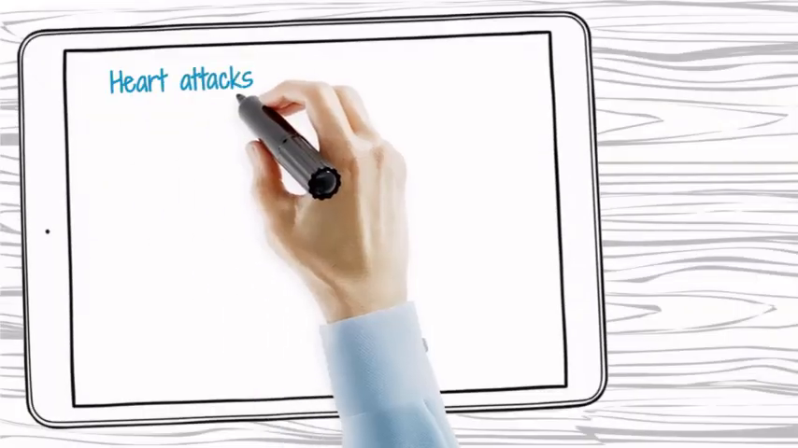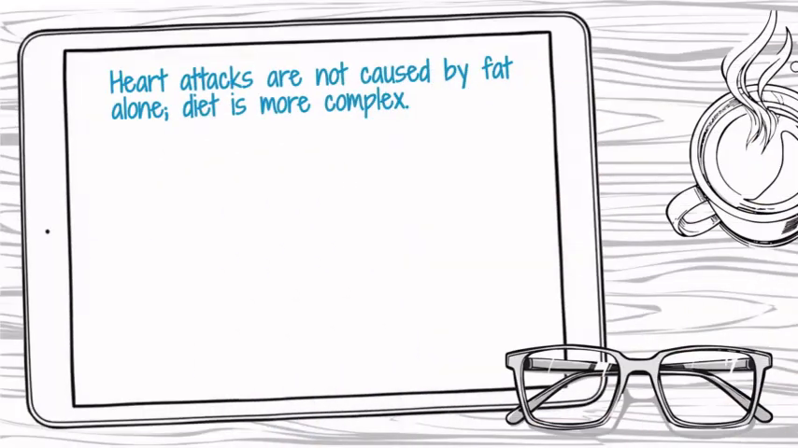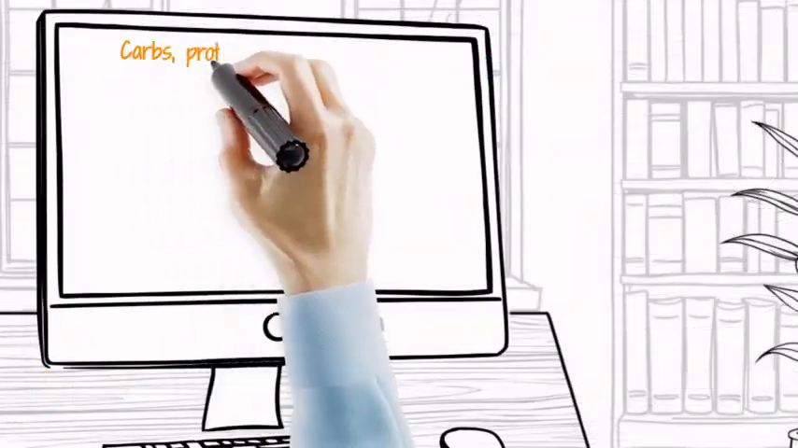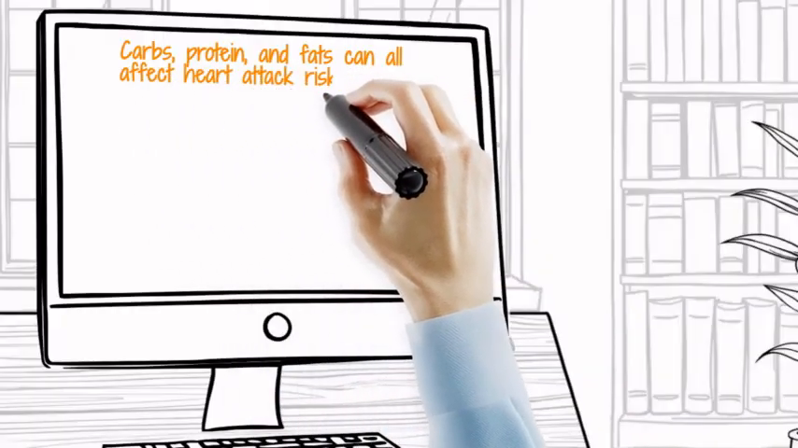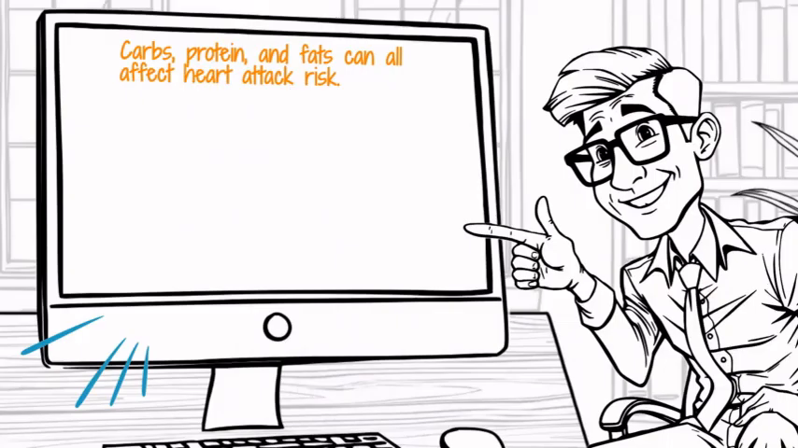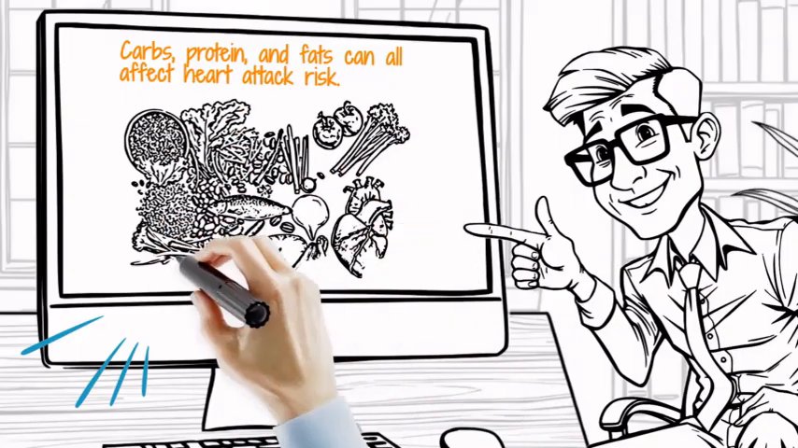When people think about heart attacks, they often blame fat alone, but the truth is more complicated. The foods you eat every day, carbohydrates, protein, and fats, can all influence your risk, depending on the type, amount, and overall pattern of your diet.